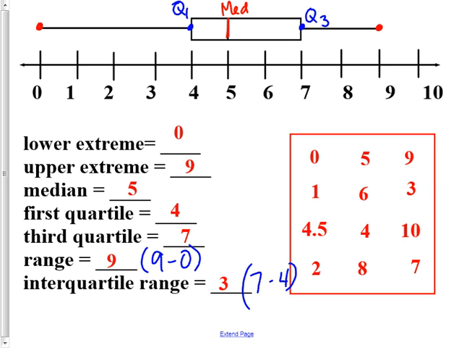All right, here are what your answers should be. We see where our lower extreme is 0, upper extreme is 9. Remember, it's not 10 because we're looking at the numbers that are actually represented by the ends of our whiskers.